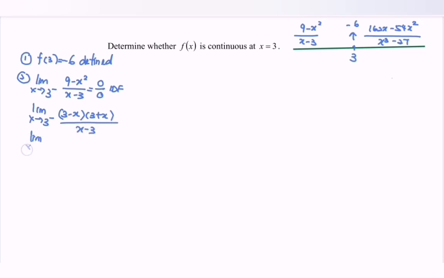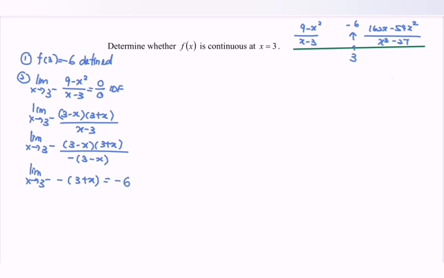So the limit as x approaches 3 from the left of (3 minus x)(3 plus x) over negative (3 minus x). Notice that we have common terms. So rewrite the situation: negative (3 plus x). If we substitute the value, we will have the value of y approaching negative 6.